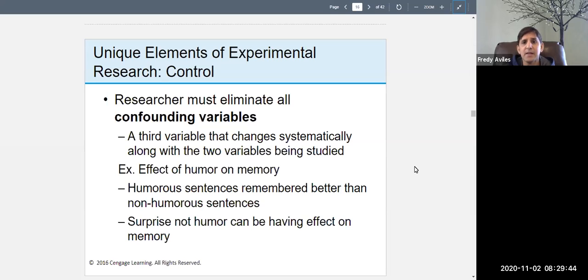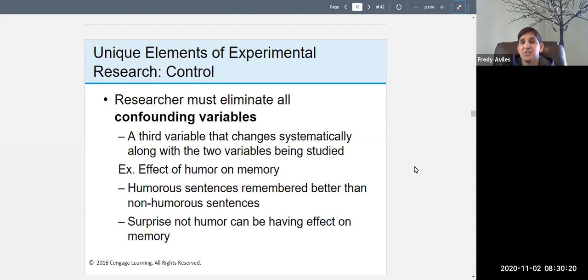So research must eliminate all confounding variables. Confounding variables are extra variables, or what we call a third variable, that changes systematically along with the two variables being studied, okay? So we said there are extraneous variables before. These are things that are extra, things other than the independent and dependent variable. If these other things could possibly be having an effect on the dependent variable, on the outcome of the experiment, we call these things confounding variables.